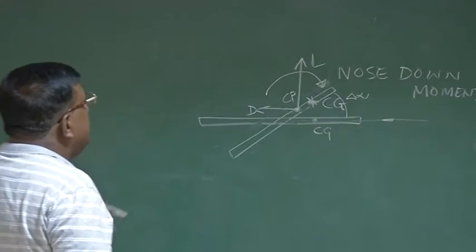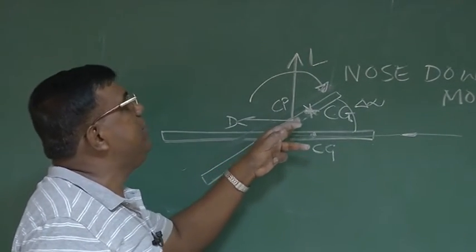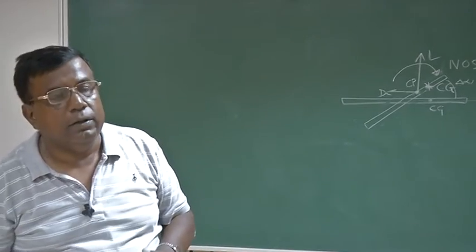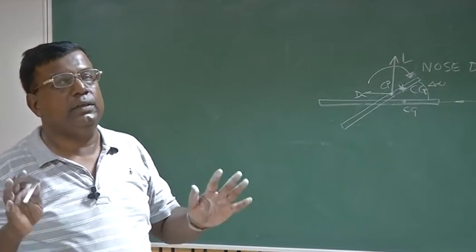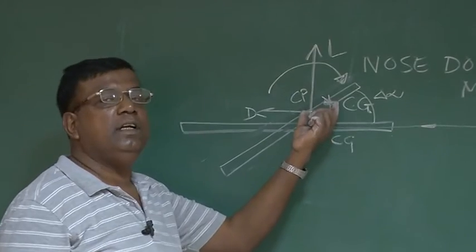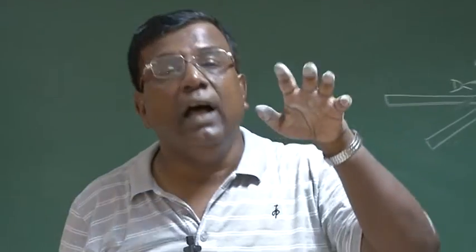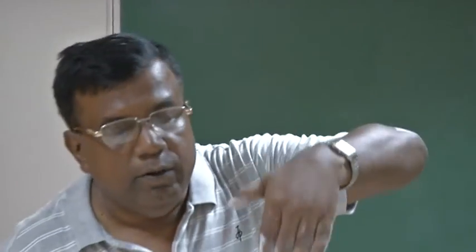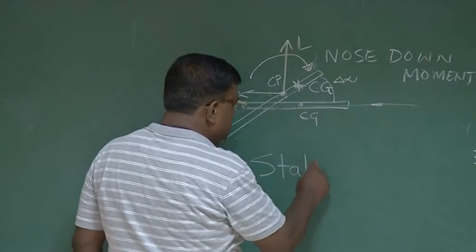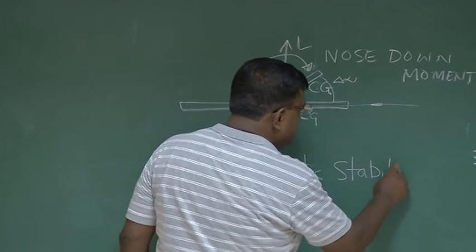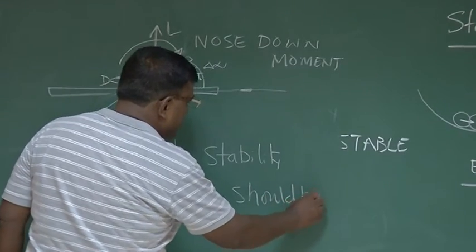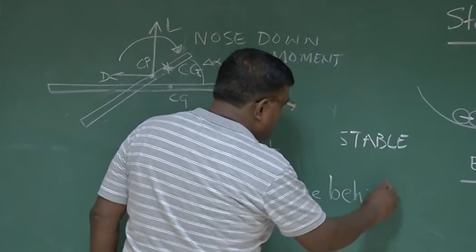So what is the learning? The learning is, if I somehow can make sure the center of pressure is behind center of gravity, then I should be able to ensure this plate has static stability. This is also something you can understand by common sense. The more the separation between center of pressure and center of gravity, the more stable it will be because the moment will be larger. As the distance increases, the restoring moment also will increase, so it will become very stiff. Okay? So for static stability, the center of pressure should be behind center of gravity.